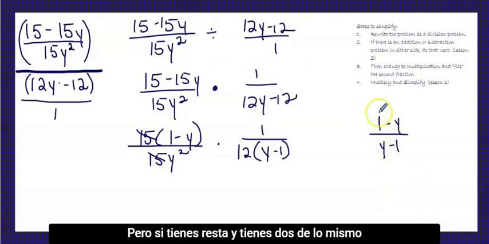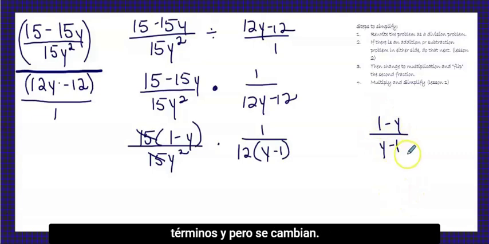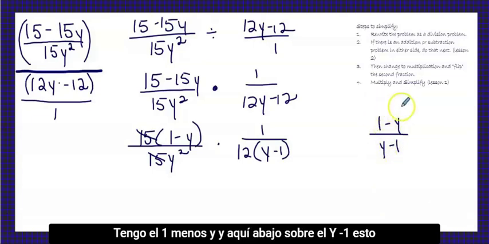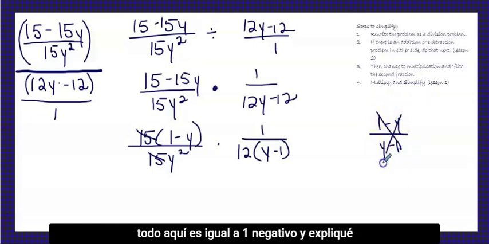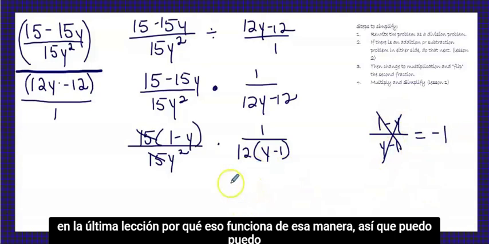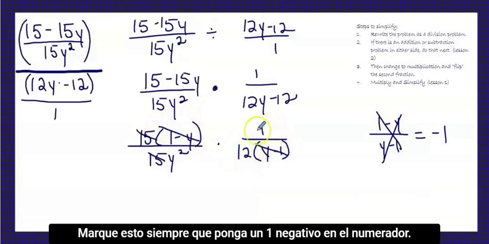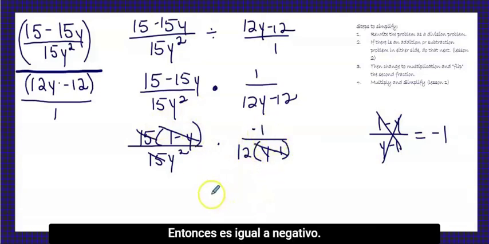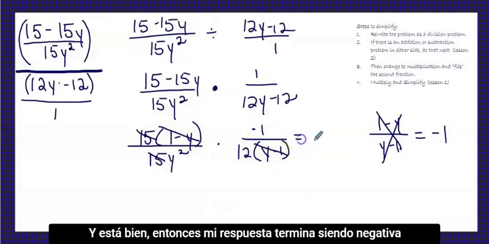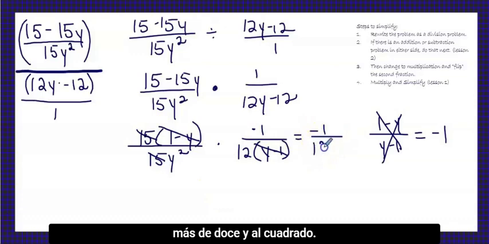But if you have subtraction and you have two of the same terms but they're switched, so I've got the 1 minus y, and down here I've got the y minus 1, this whole thing right here just equals -1. And I explained in the last lesson why that works that way. So I can mark these out, and as long as I put a -1 in the numerator, I'm good. So it equals -1. All right, so then my answer ends up being -1 over 12y squared.